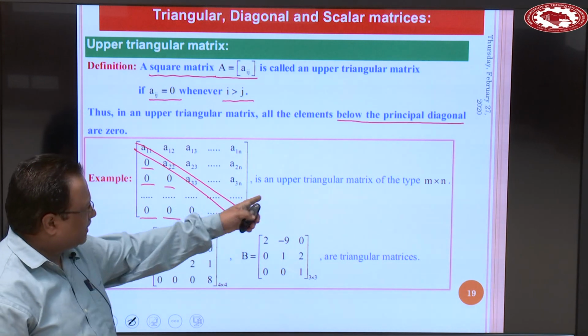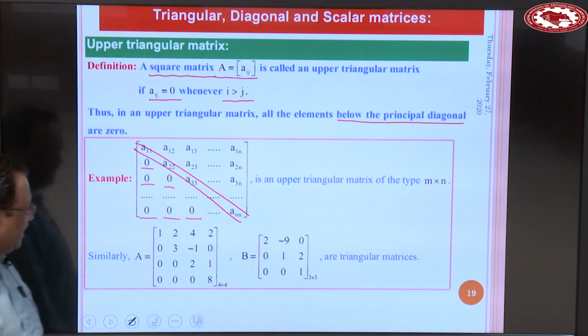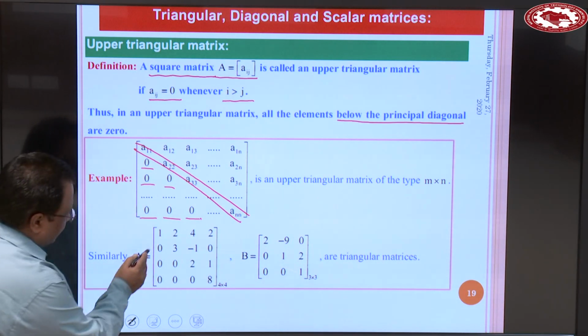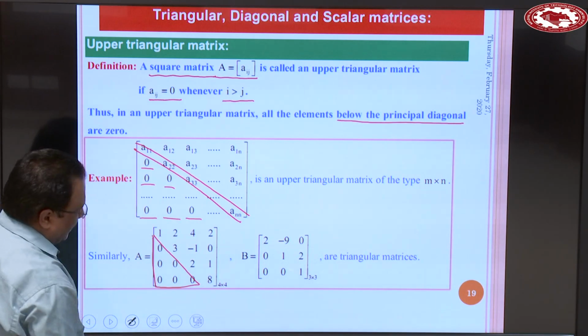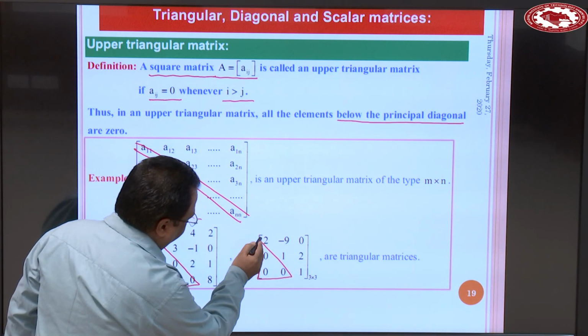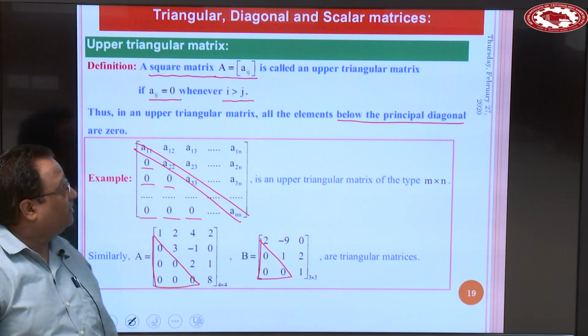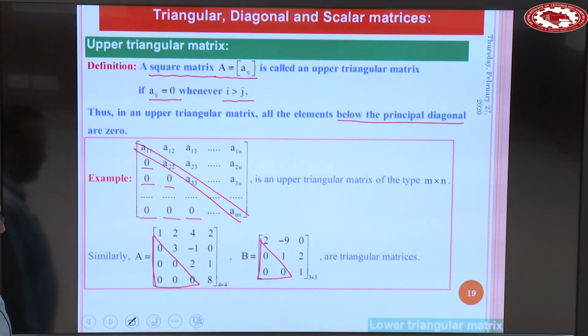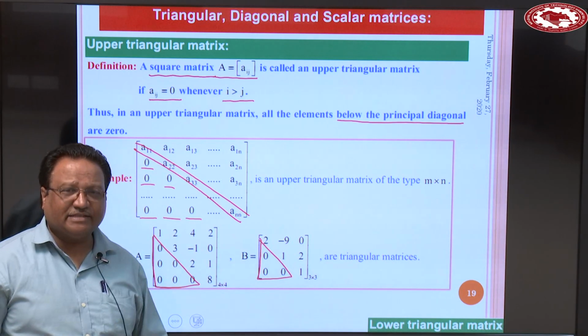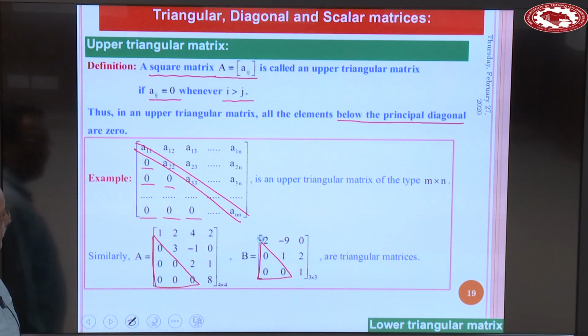So this one is an upper triangular matrix of the type m by n. Similarly, here all elements are 0. These are triangular matrices, upper triangular matrices.